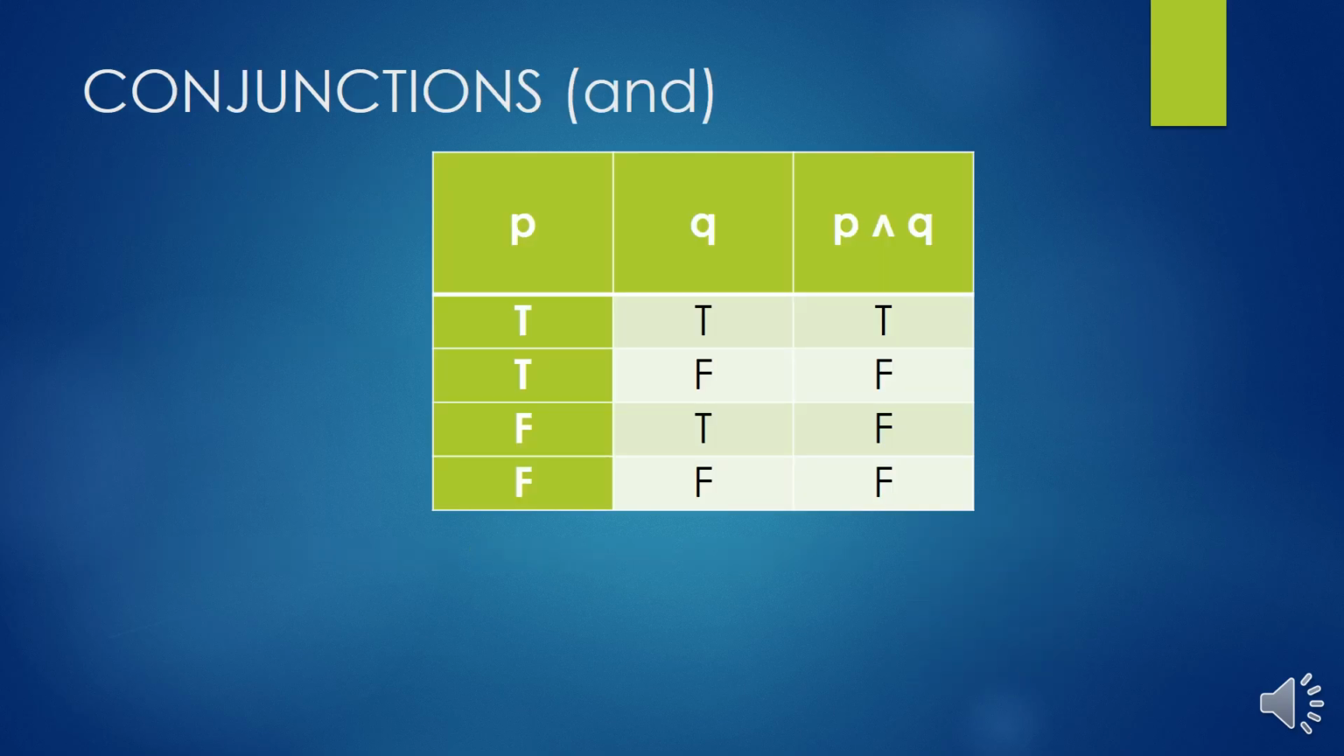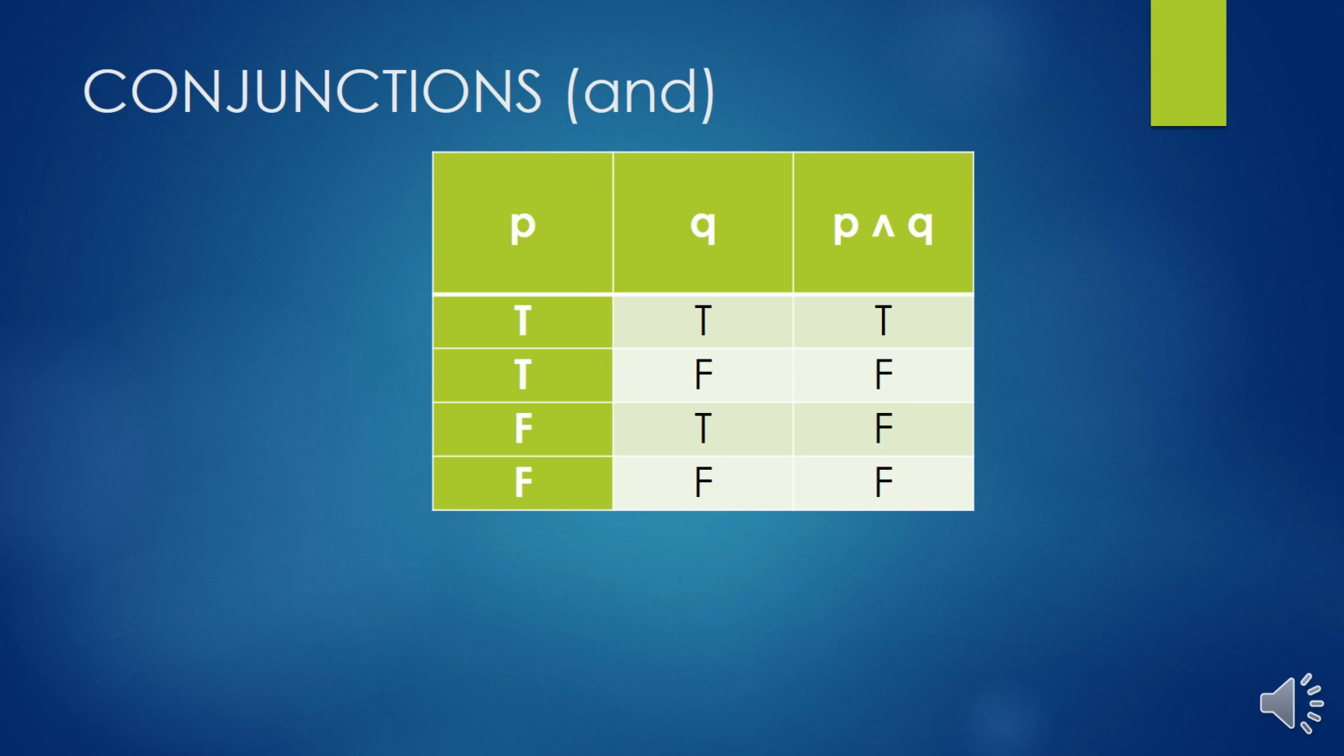Our next rule deals with conjunctions. Remember, conjunctions are and statements. They're compound statements that are connected by the word and. So here's the rule for conjunctions. Now we have P and Q, 2 statements connected by the word and. P is always going to be filled out for you. So P is going to be true, true, and then false, false.